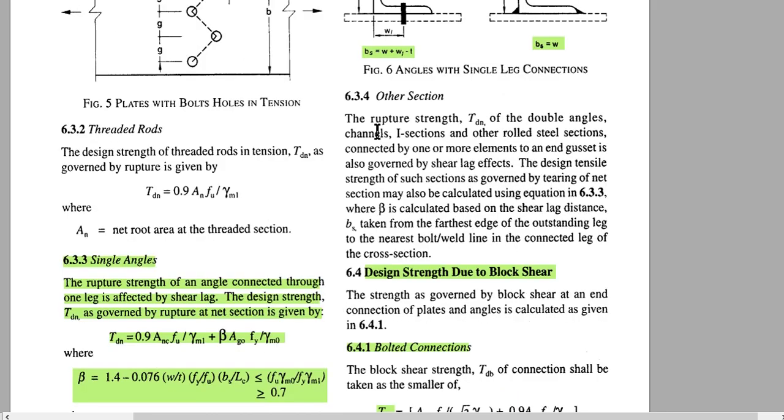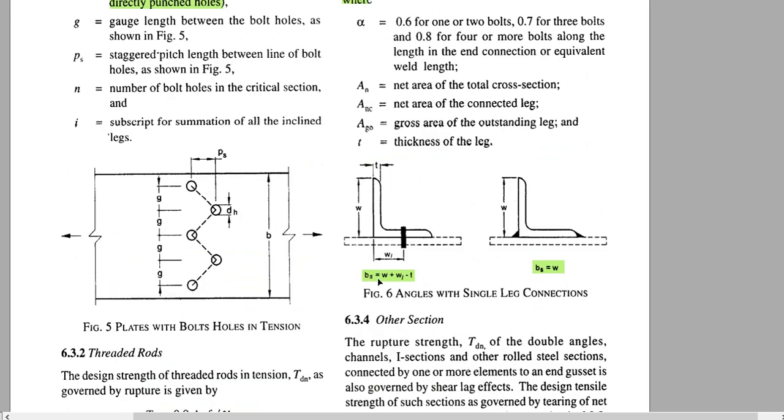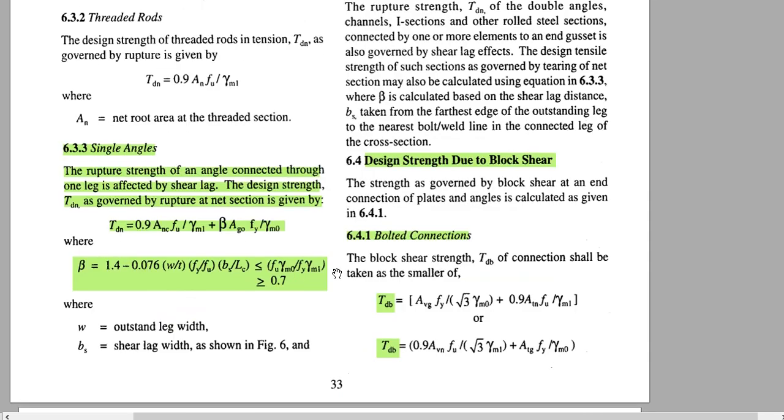Okay, so this is W. Then BS, shear lag width, as shown in figure 6. That means BS is equal to this, it is highlighted. BS is equal to W plus W minus T. What is this? From the root of the angle to the center of the bolt, then minus T. So this is the BS. So in this equation, W, T, BS is explained.